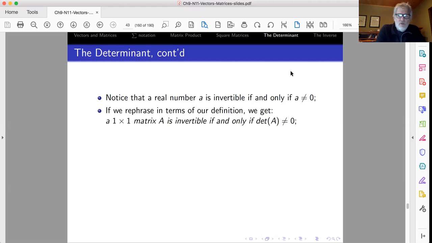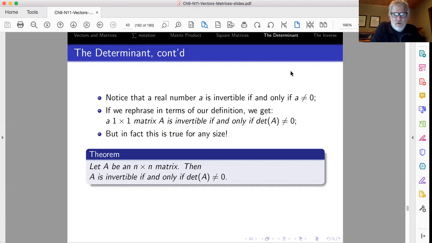Okay, so here I have a way of rephrasing this. It's sort of silly to rephrase it like that, but you'll see there's a point to this. So a 1 by 1 matrix A is invertible precisely if its determinant is not 0. It seems like a very complicated way to state something that we've known for a while, okay? But it turns out that this is true for matrices of any size.